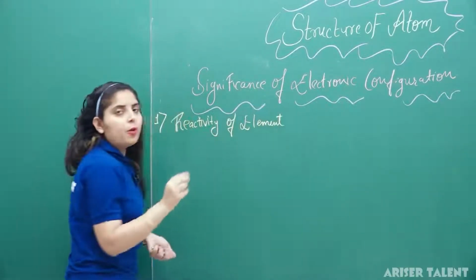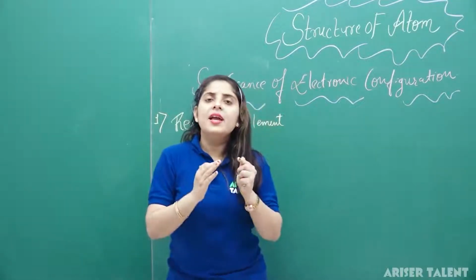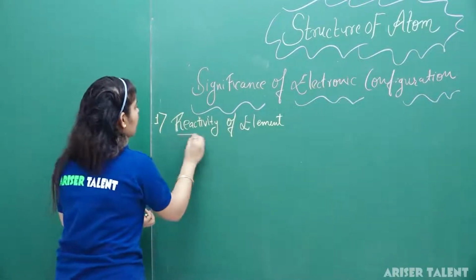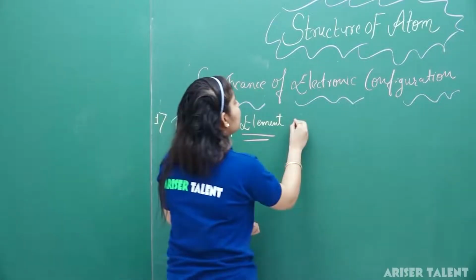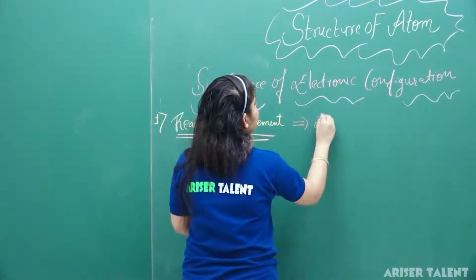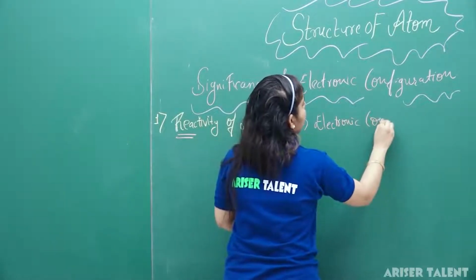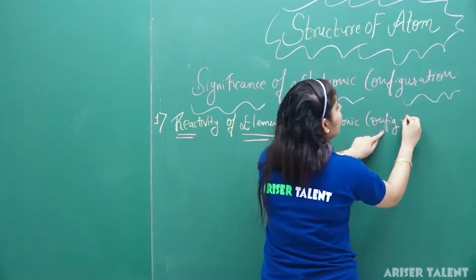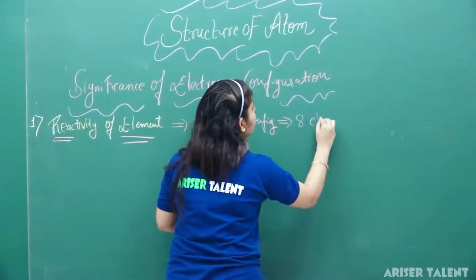From writing electronic configuration, we will be able to learn how reactive an element is or not. So how will we determine the reactivity of an element? Suppose we are writing the electronic configuration and we get 8 electrons in the outermost shell.